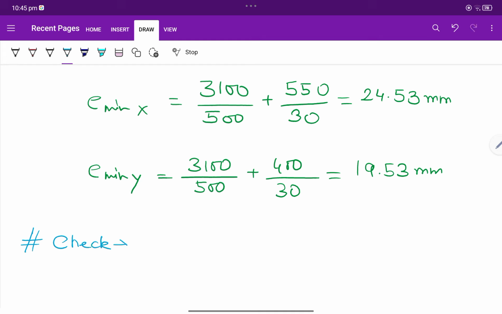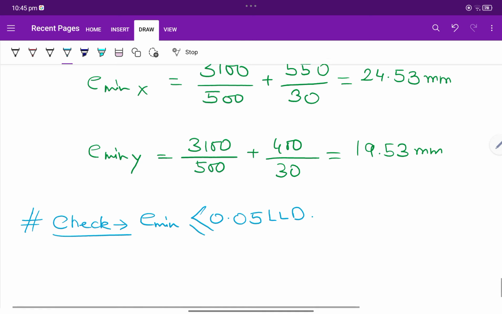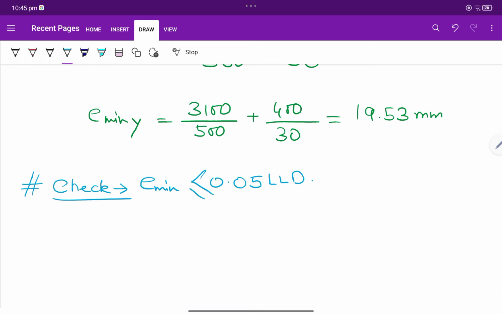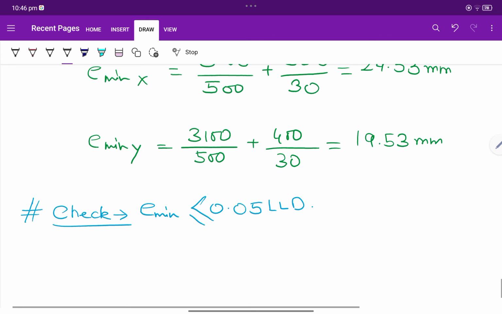So the check is for E minimum. What is the check? The check is that E minimum should be less than or equal to 0.05 the LLD. Okay, so we will calculate this value now. Okay, so let's see.